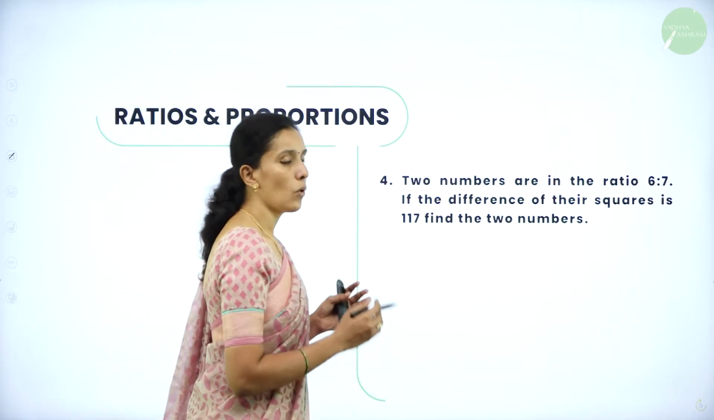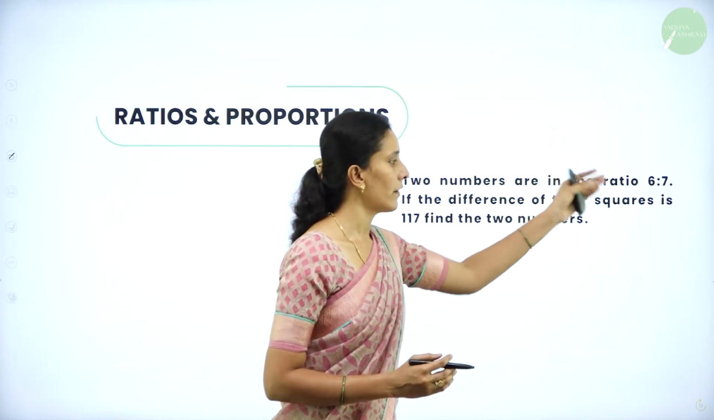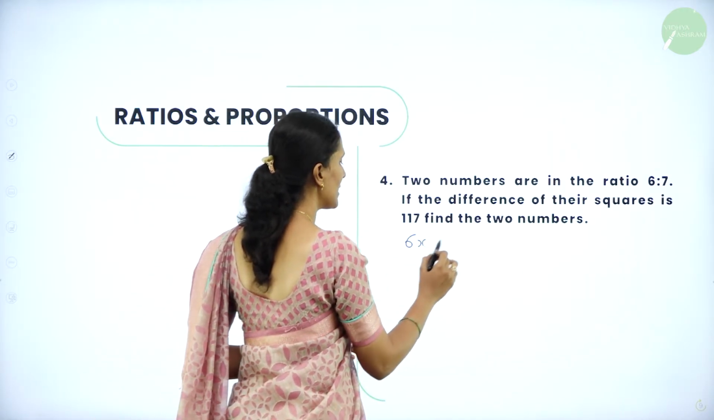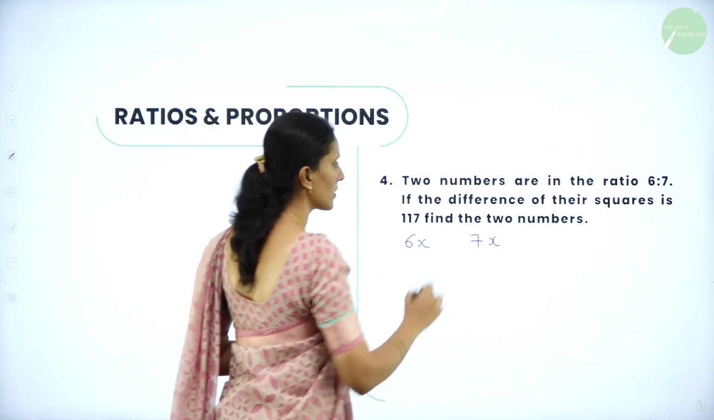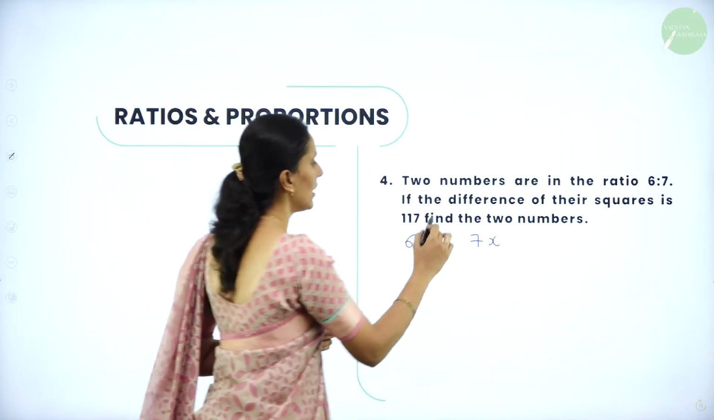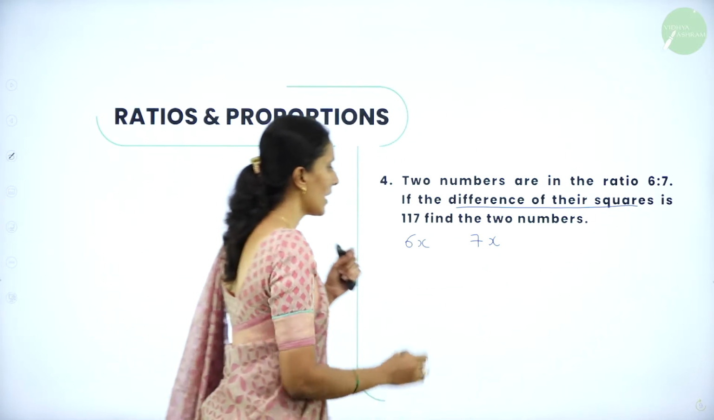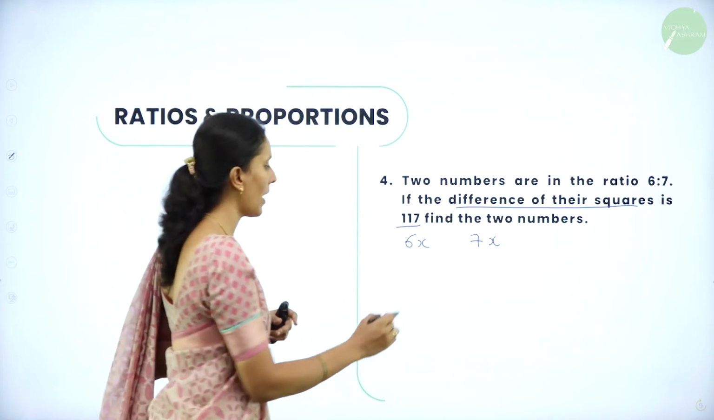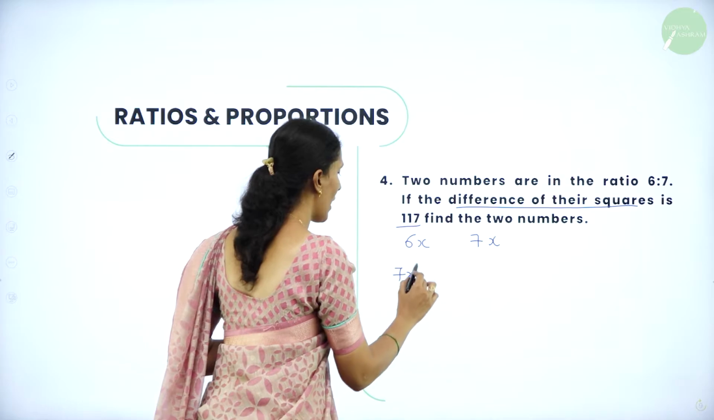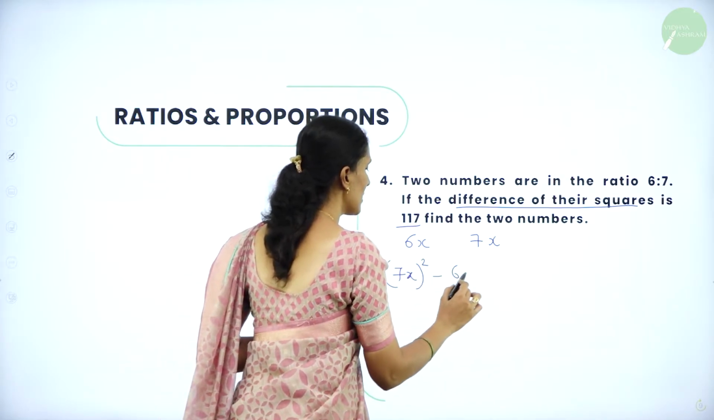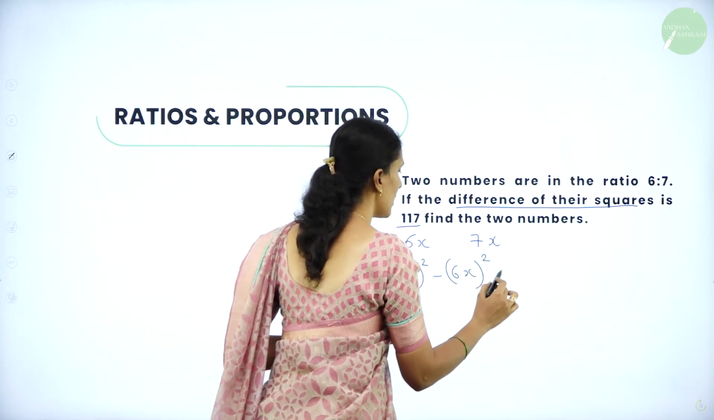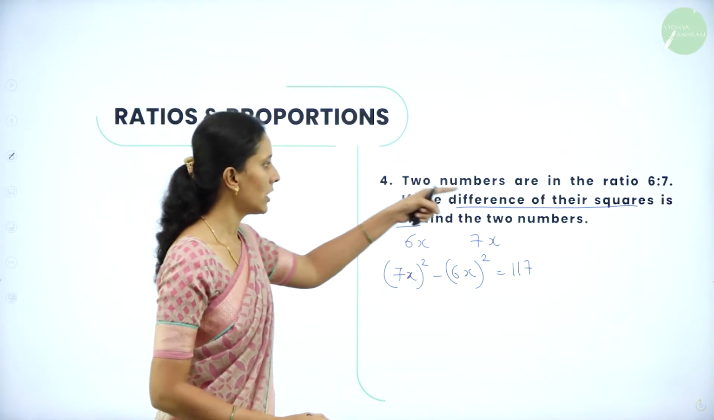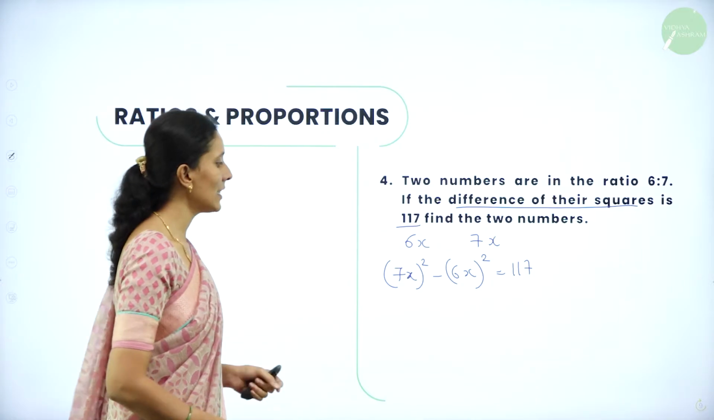So we don't know what the numbers are, but the ratio of the numbers is given. So let me take the numbers as 6x and 7x. What is given here? The difference of their squares is 117. So since 7x is the maximum, I'll take 7x square minus 6x square is equal to 117. This is what is given in the data, that is, the difference of their squares is 117.